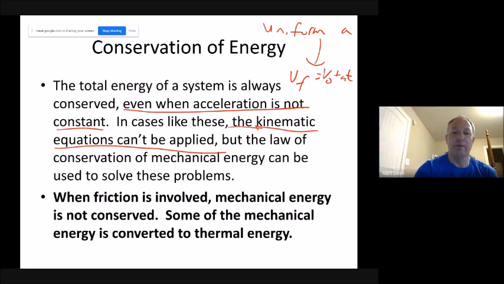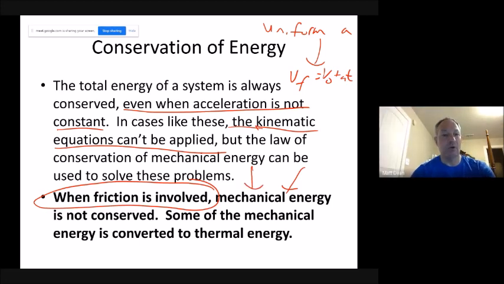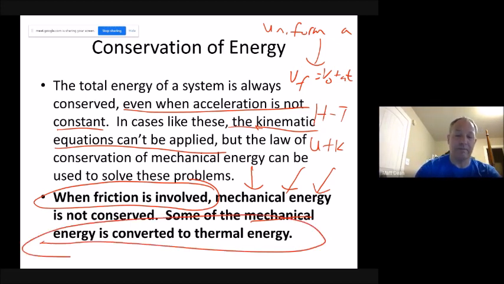One other thing that you want to remember, though, is that difference between mechanical energy and total energy. If friction or drag are involved in a problem, even though the total amount of energy in the system is conserved, the total amount of mechanical energy is not. Because remember that mechanical energy is your potential plus your kinetic. When you have friction and drag involved, you also bring in that extra variable of heat or thermal energy. So some of the mechanical energy, when friction or drag are involved, is converted to thermal energy.